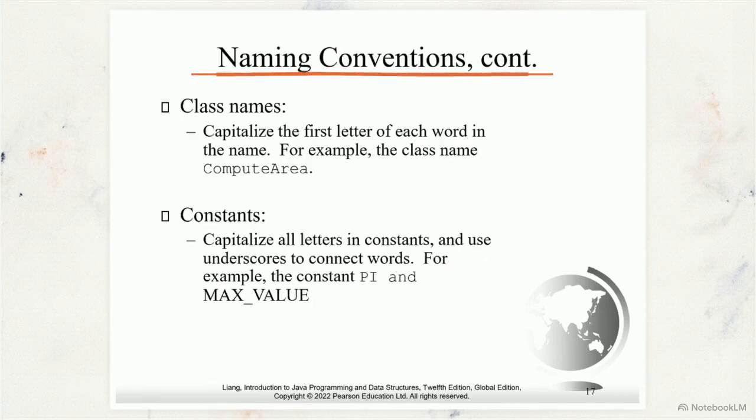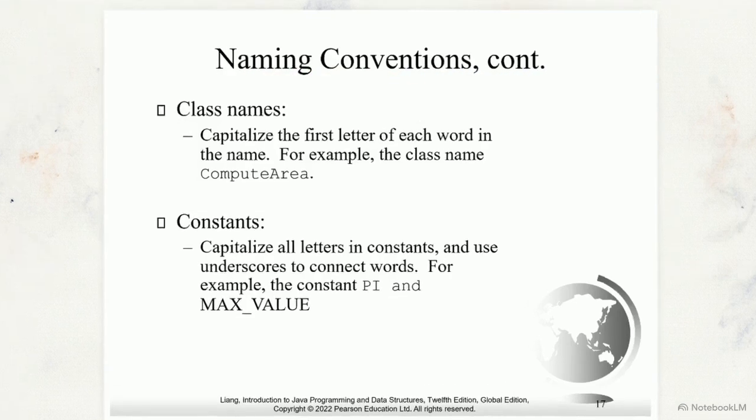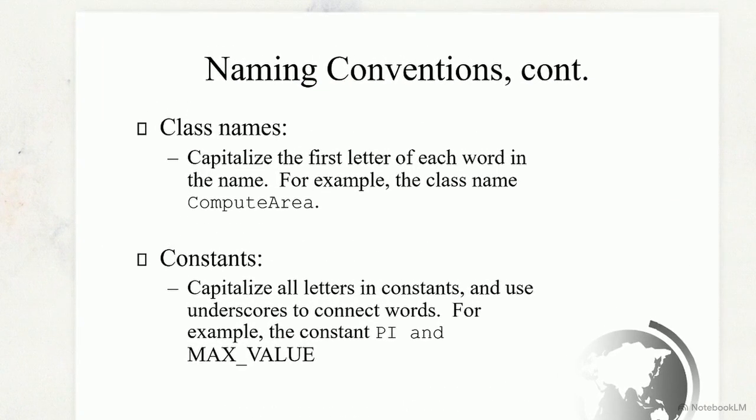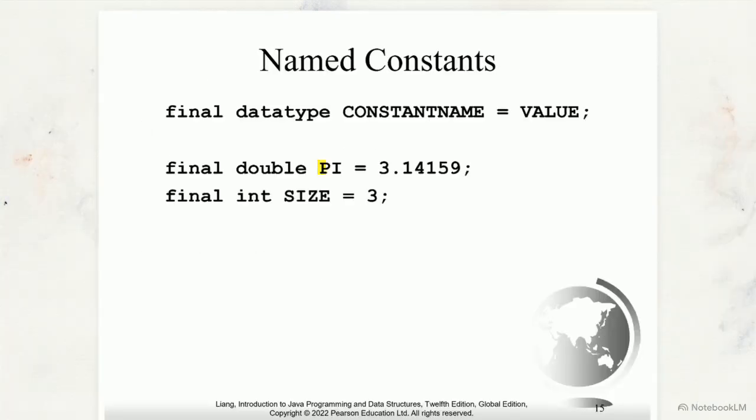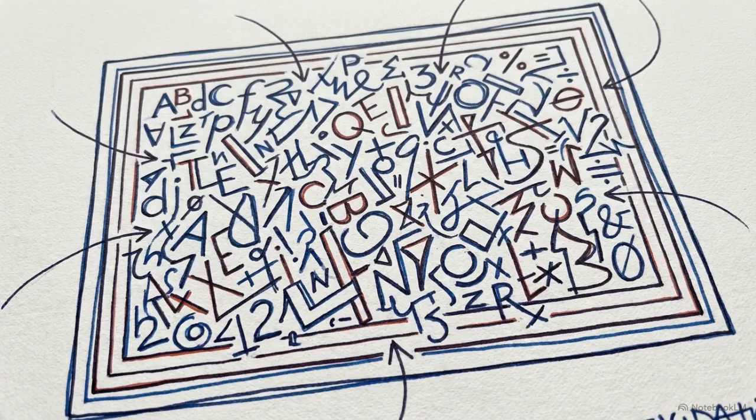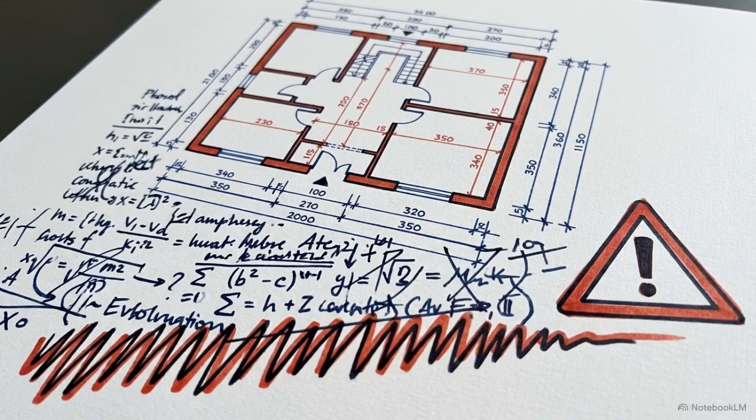Those are compiler laws. Naming conventions, however, are just human agreements. For example, we use camel case for variables and capitalize the first letter of every word for classes, like ComputeArea. For constants, the convention is all uppercase with underscores, locked into place by the final keyword, so the compiler prevents any reassignment. Breaking a naming convention just makes your code harder to read. Breaking an identifier character rule causes a hard compilation failure, the first hurdle in verifying any block of code.